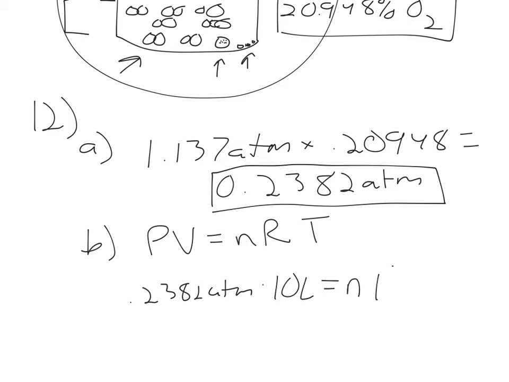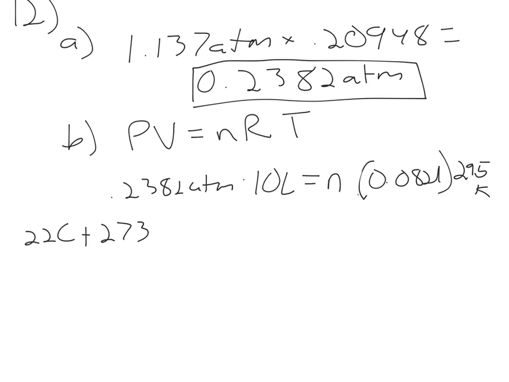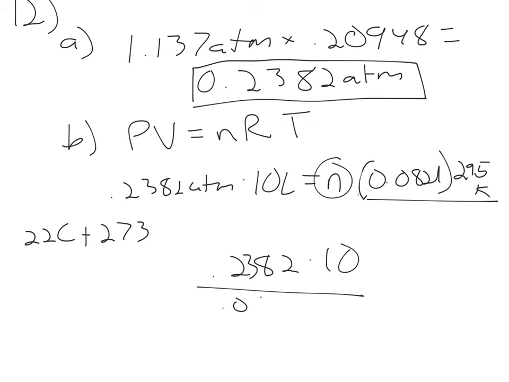R is 0.0821 liter atmosphere per Kelvin mole. Then they give me 22 Celsius. That's not Kelvin, so I've got to add 273 to that, which looks like it's going to be 295. So 295 Kelvin. Okay. All right, I want to solve for n, so I've got to divide by everything that's multiplying n, so I will get something like 0.2382 times 10 divided by 0.0821 and also divided by 295.